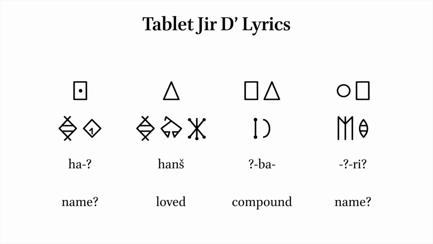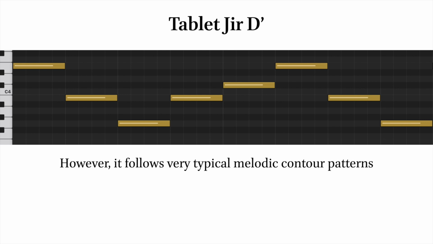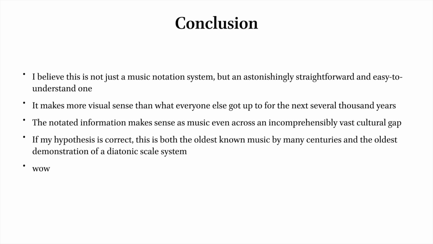Tablet D has by far the least amount of identifiable structure in terms of repeating patterns. However, it does follow very typical melodic contours, up and down and up and down. In conclusion, it's music. Okay, seriously though, I believe this is not just a music notation system, but an astonishingly straightforward and easy to understand one.